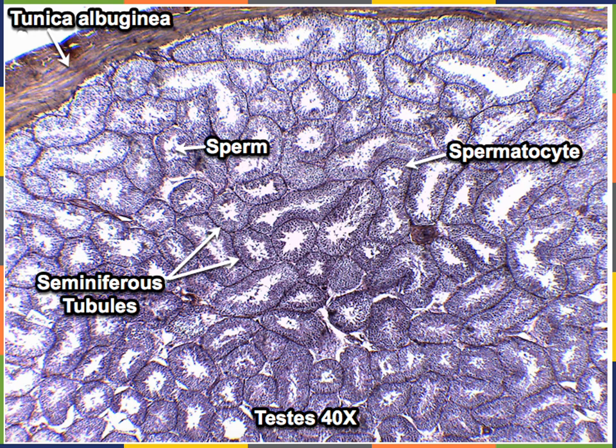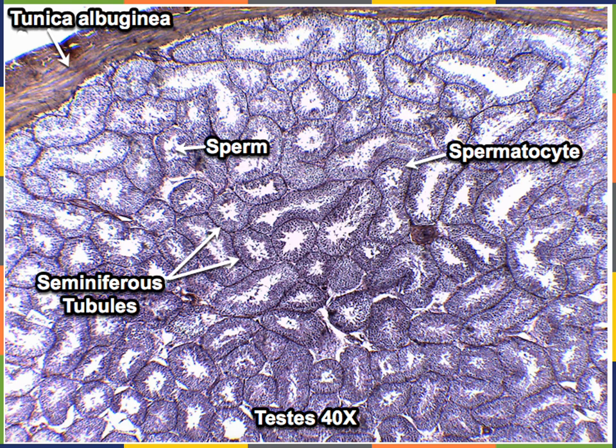Here we see the histology of the testes at low magnification, where you can see there are numerous seminiferous tubules responsible for spermatogenesis, where the spermatogonia will divide by mitosis to produce primary spermatocytes that enter into meiosis to produce the spermatids. The spermatids then enter into the lumen of the seminiferous tubule and go through spermiogenesis to form the mature sperm cells known as spermatozoa.